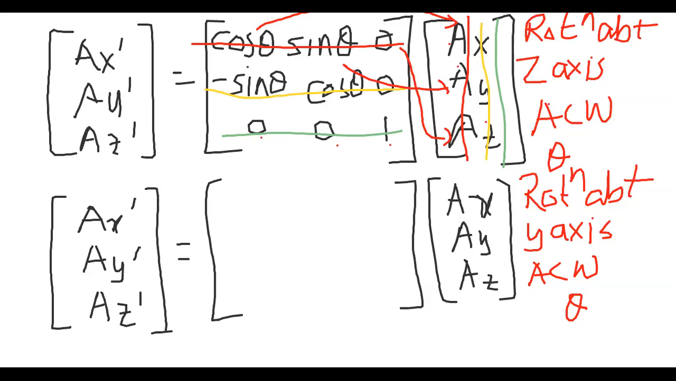You tell me what will be the elements. No, elements will not be the same. Definitely they won't be the same. No. Because this time ay dash should come out as ay. Okay. Ay dash should be equal to ay. Yahan pe zero hona chahiye, yahan pe zero hona chahiye, yahan pe one hona chahiye. Beech wale row mein 0 0 1 hona chahiye.